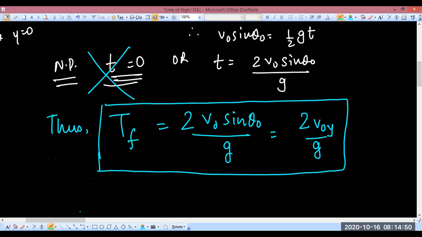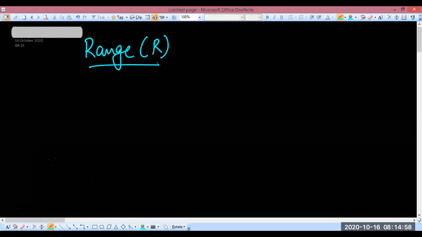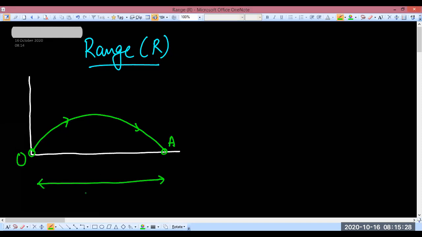Now let's go to the next one, range. Okay, second one, range, R. Time to draw the diagram again. Even if you have to draw it 5 times, your imagination will improve and you will be able to solve all these questions very easily. So let's say once again you throw something from here, and it falls over here. So O A again, and this distance is range, correct? That's what we want to find.